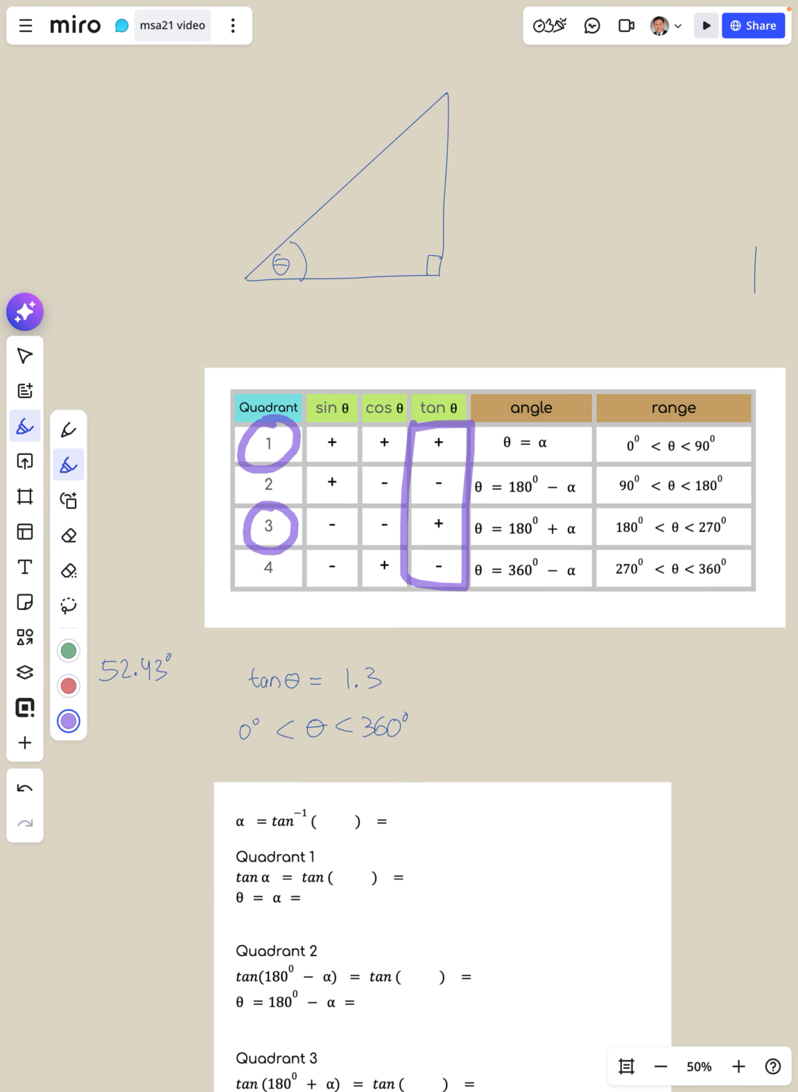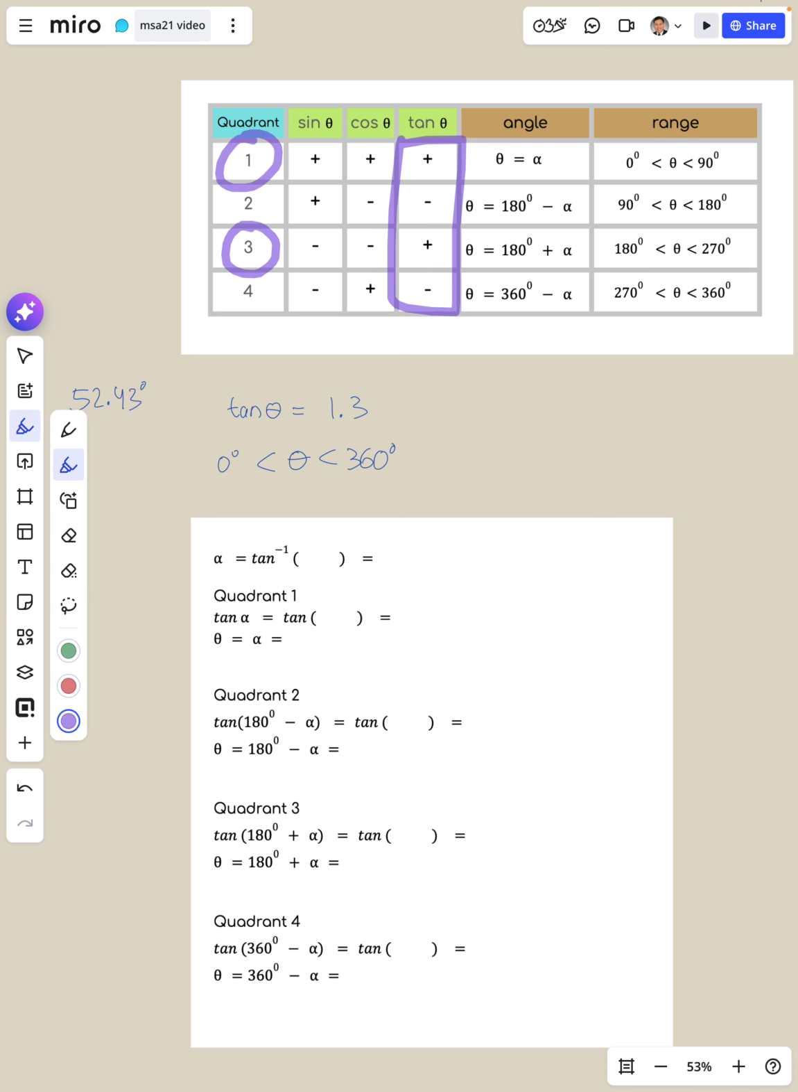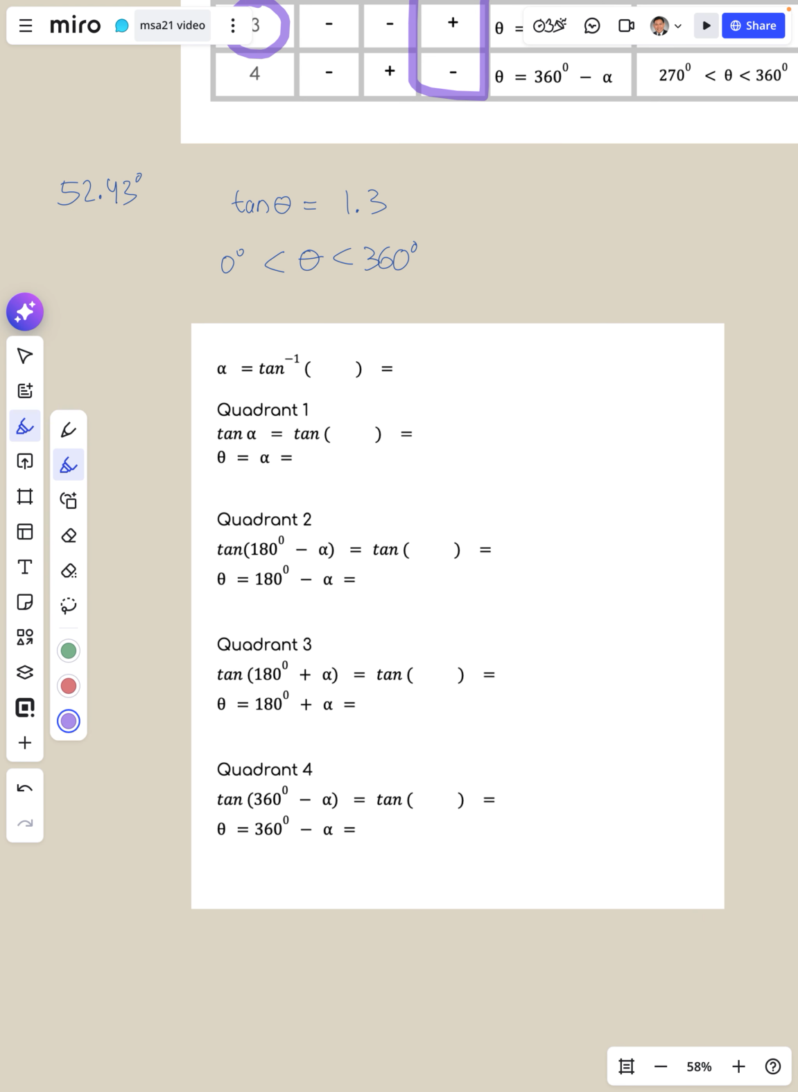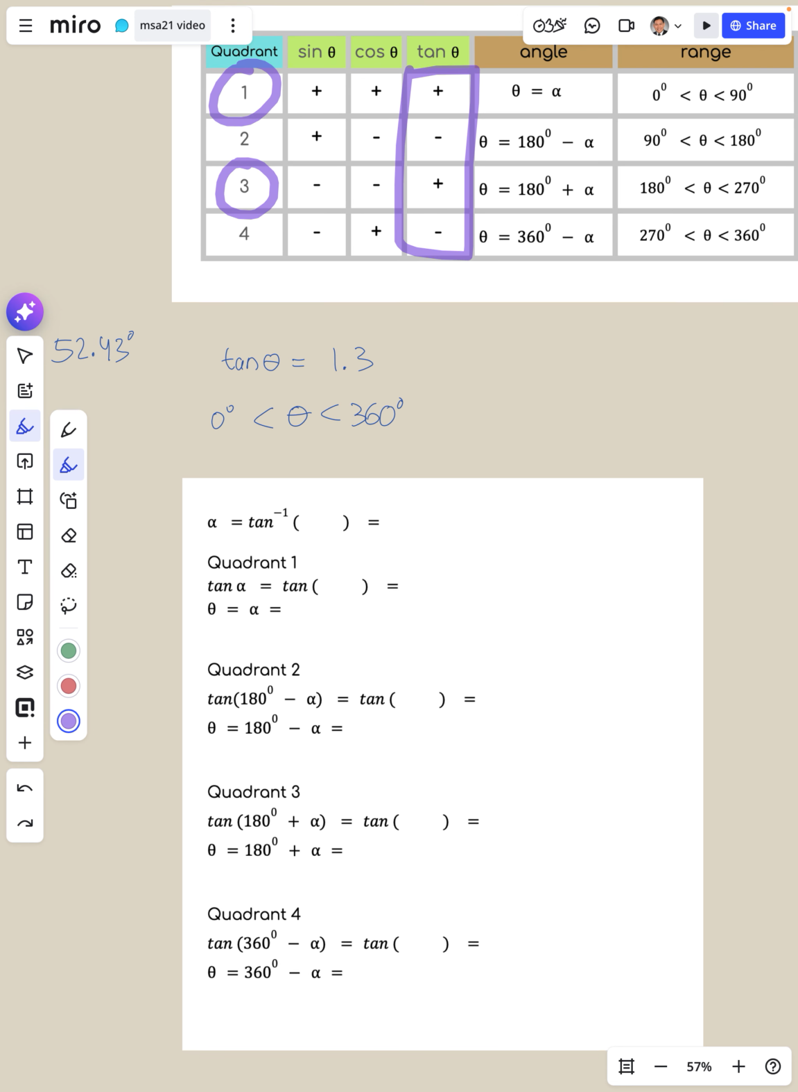Hence, the first step that we do here is we use this pattern here. I give space for working for each quadrant, quadrant 1, quadrant 2, quadrant 3, and quadrant 4. And we follow the positive or negative sign. For quadrant 1, the tangent value will be positive, quadrant 2 will be negative, quadrant 3 will be positive, quadrant 4 will be negative. That's what the table says.